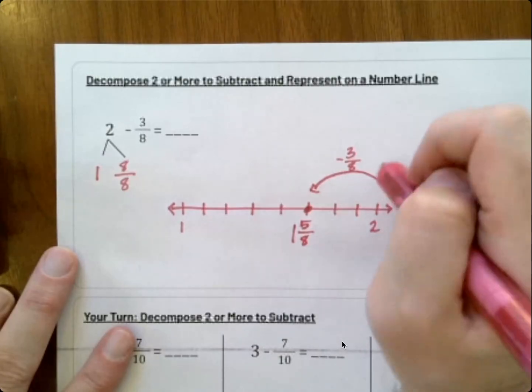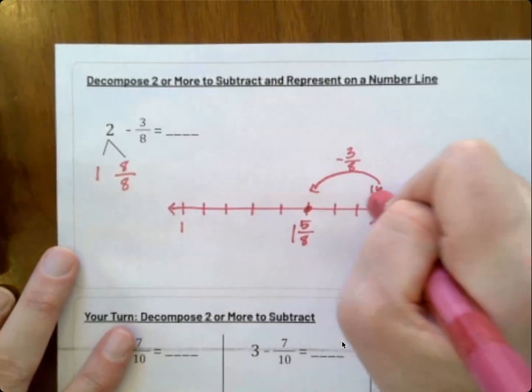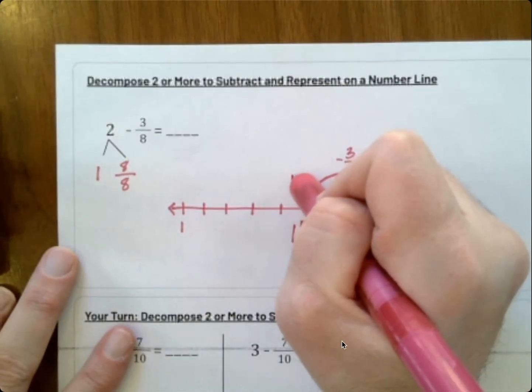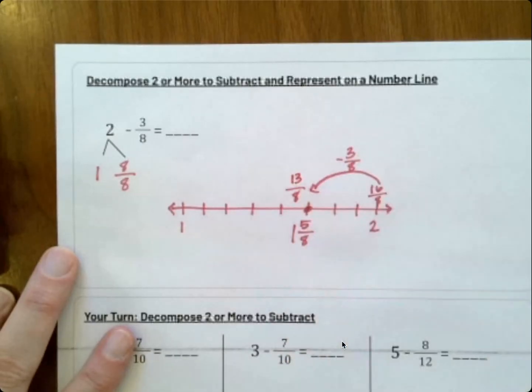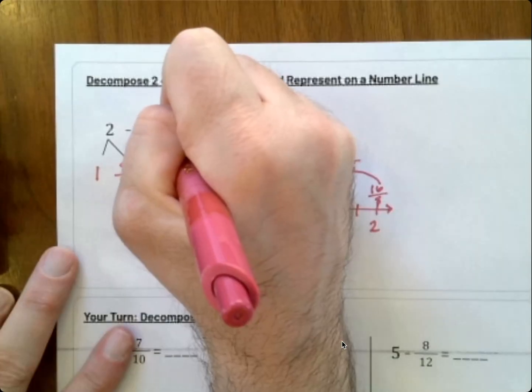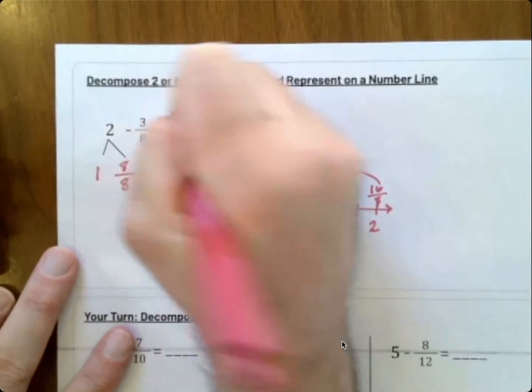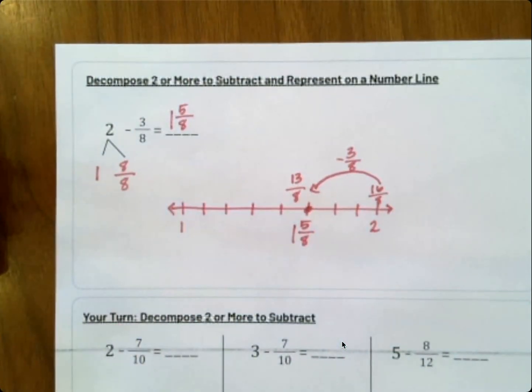I also know that 2 is equivalent to 16 eighths. So I could say that it's 15, 14, 13 eighths. I could have my fraction greater than 1. Right? So either way works. But 2 minus 3 eighths is equal to 1 and 5 eighths.